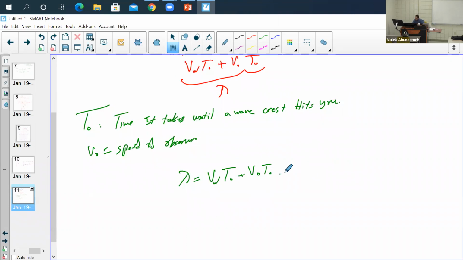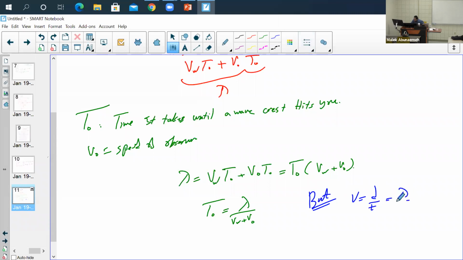Taking T, the period of the observer, from both, what do you get? V_W plus V naught. That means T naught equals lambda over V_W plus V naught. But, and a big but, again, your velocity is distance over time, which is your lambda over your period. That means your wave velocity is the lambda for the wave from the source to your period from the source. That means your lambda is going to equal your wave velocity multiplied by your period from your source, T_S.